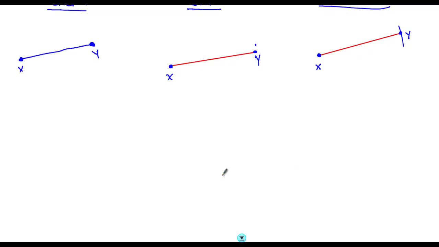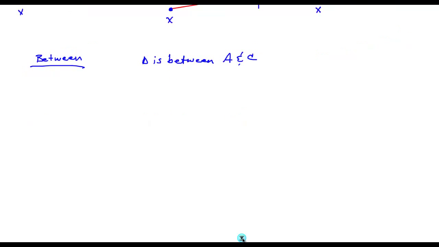Okay, there's two more things that we're going to talk about, and then we're going to be done. The first one is the concept of something being between something else. Let's just say that I gave you a statement that said D is between A and C. You're going to see lots of problems that are written just like that.